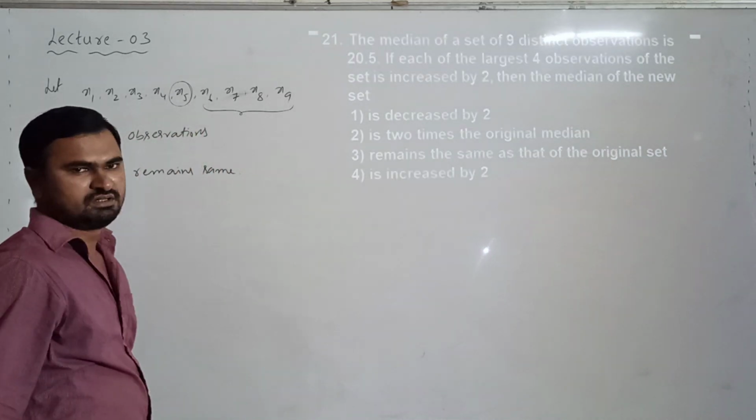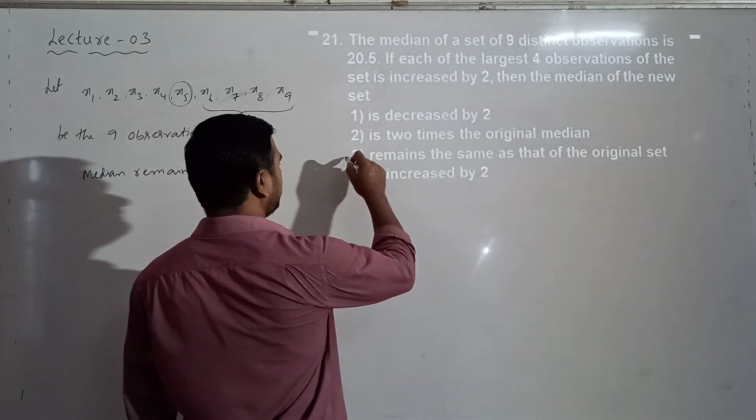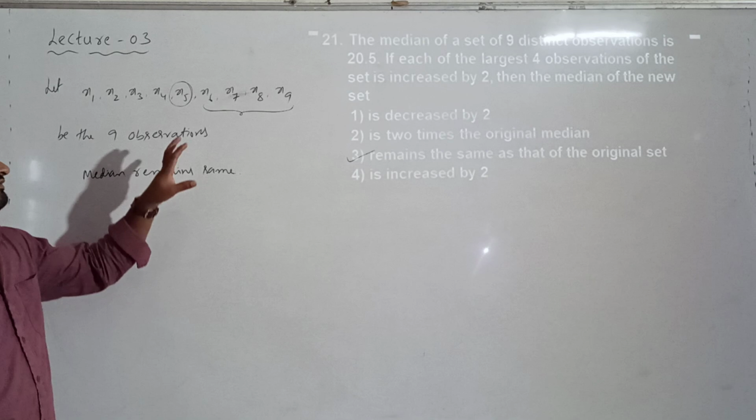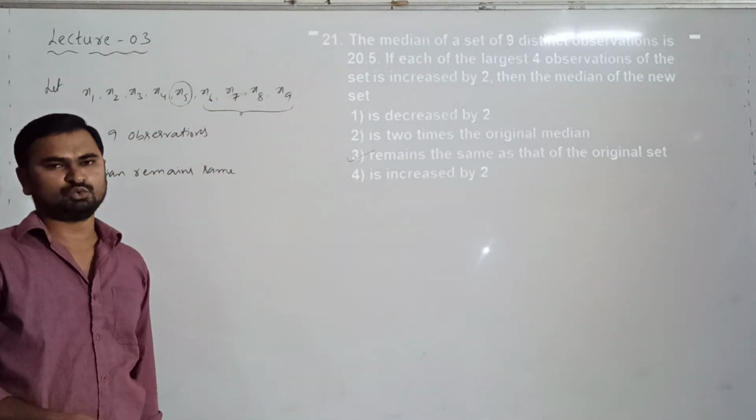In this case, the median remains the same. So what option can we take? Remains the same as the original set. Understand me? So here we are increasing only the last 4 items by 2.